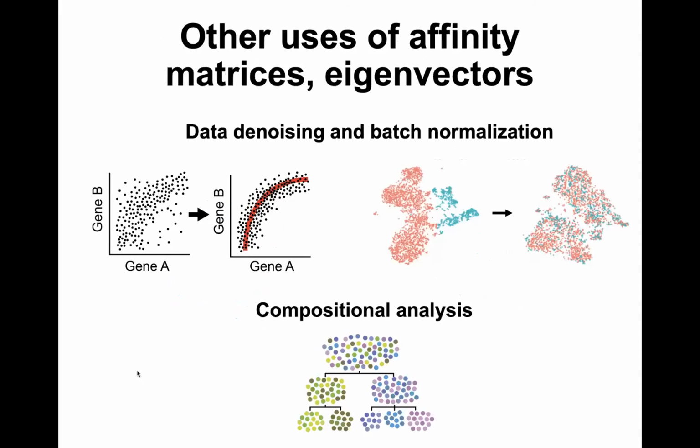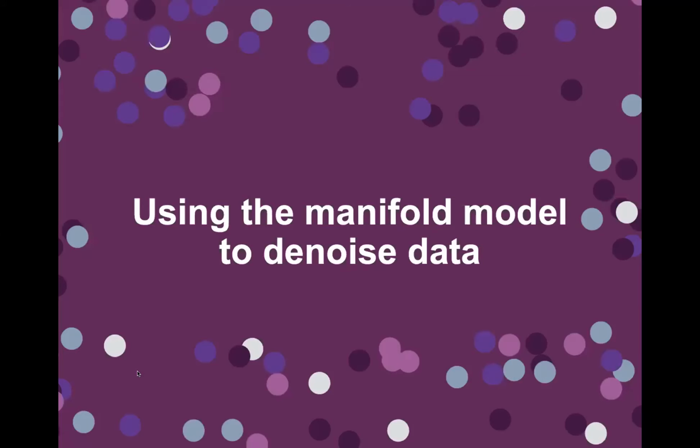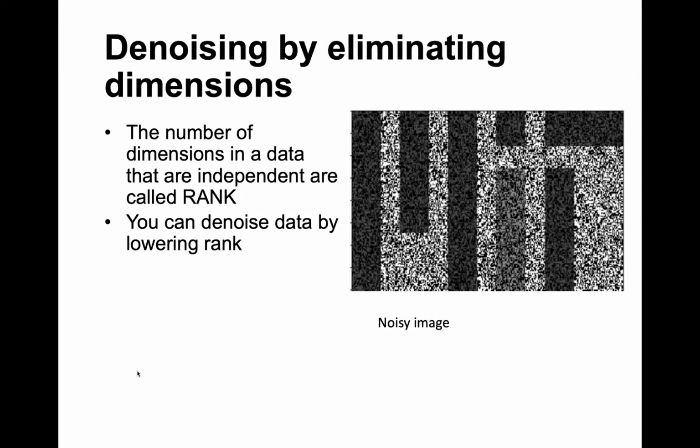And so we're going to talk about these same kinds of concepts that we talked about yesterday: affinity matrices, Markov normalized affinity matrices, their eigenvectors. And this is going to be very useful for denoising. It can also be useful for batch normalization and batch correction, and also for compositional analysis, which is reasoning about how different single-cell data sets are composed differently and how that reflects on the underlying experimental condition. So first I'm going to talk about denoising data using a manifold model.